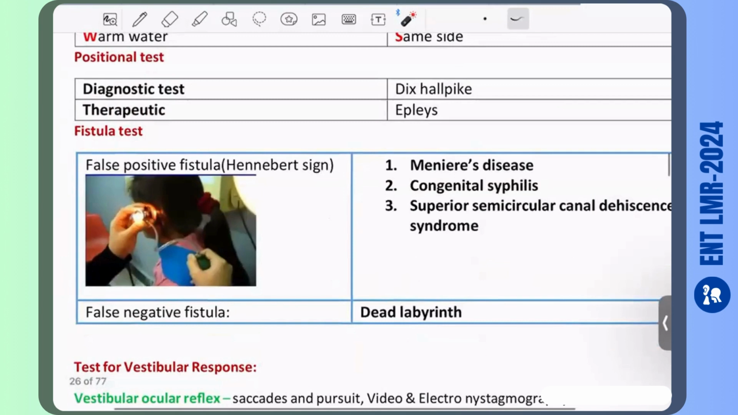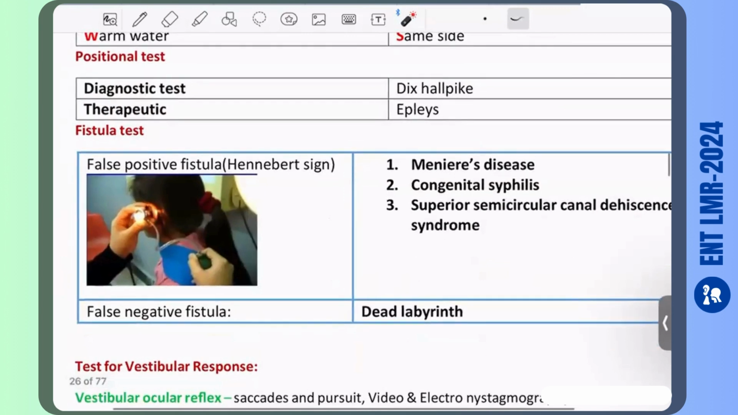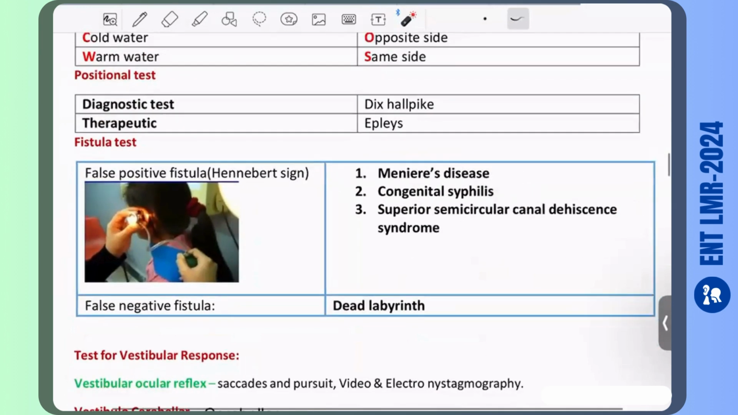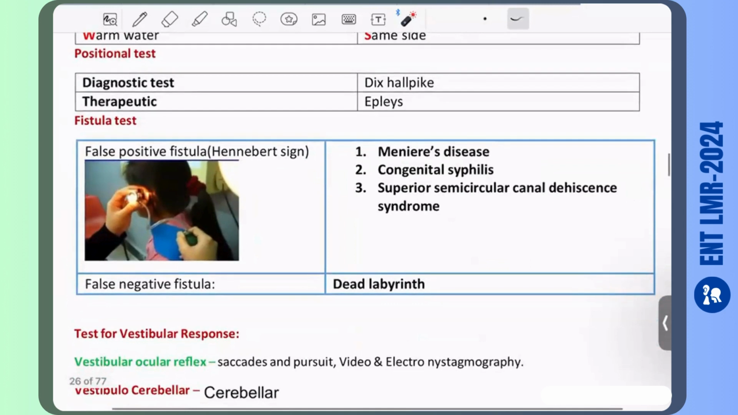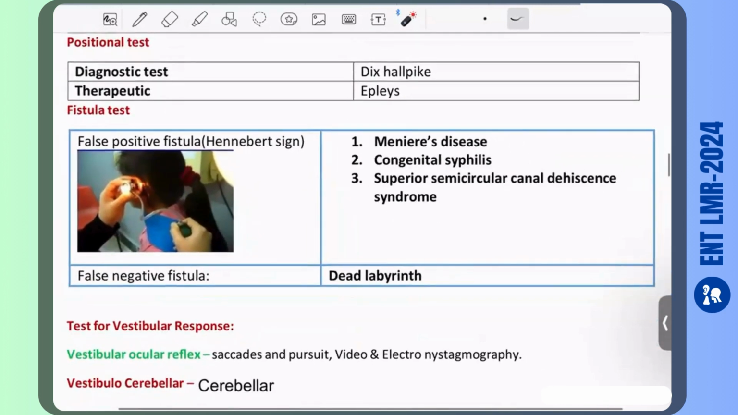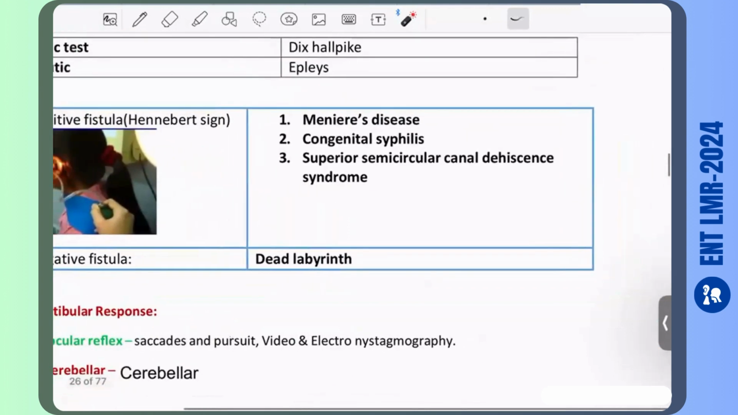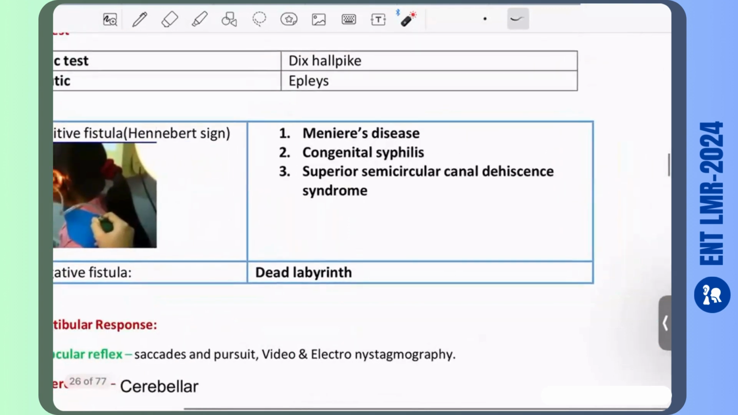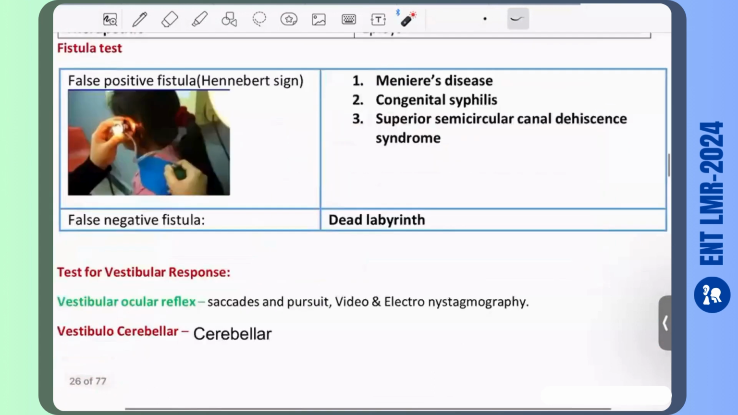To find out whether there is a fistula formed by cholesteatoma or not, we should pump air with a pneumatic speculum like this. So this is the pneumatic speculum. If there is a fistula, the test is positive. Some diseases without any fistula can have vertigo and nystagmus following this fistula test. Those are called Hennebert sign positive. The diseases are very important: Meniere's disease, congenital syphilis, superior semicircular canal dehiscence syndrome. So it is Hennebert sign, a false positive fistula test.